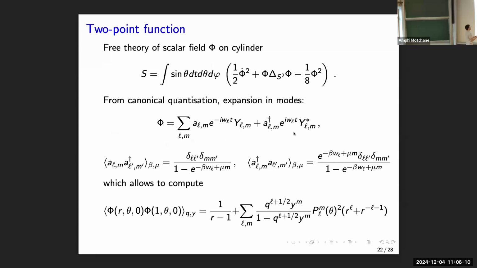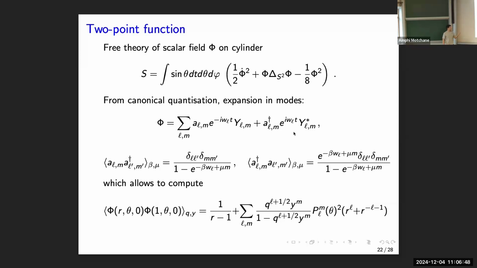So free theory: we will consider the scalar field theory of the fundamental field phi on the cylinder. This is the action, but we will not need it. We're just going to write in the usual way. From canonical quantization, we have some kind of expansion in modes. This is our fundamental field. A and A dagger are creation and annihilation operators, and Y are the spherical harmonics as usual. First of all, notice that the one-point function of phi is trivially 0, because you have just either one annihilation or one creation operator. So if you put it inside the trace, this is just 0.